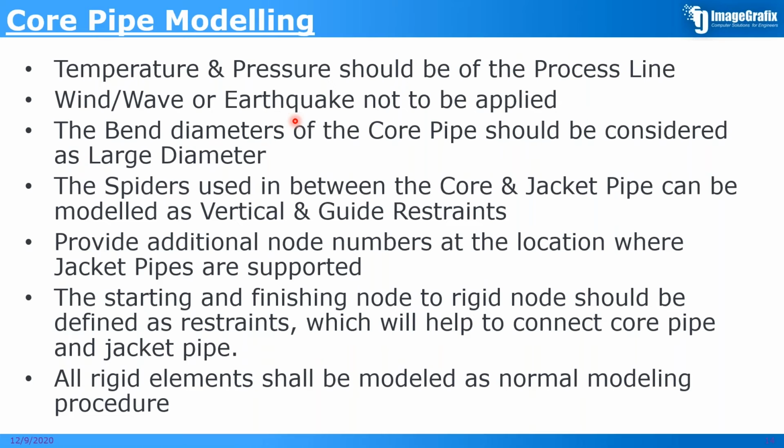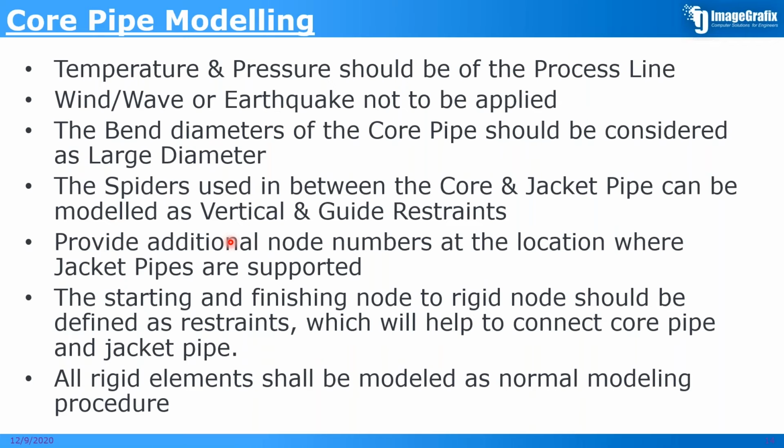And wherever spiders or spacers are coming between the core and jacket pipe, they can be modeled as vertical or guide restraints on my core in connection with my jacket piping points. Suppose at node number 40, I have a core spacer or spiders coming into the picture. On the core piping, I'll model it as restraints, which is nothing but a guide support. Since on the horizontal segment I cannot provide all guides, I'll model a vertical support and a guide support, and the connecting node for that spacer would be on my jacket pipe. That is what I'll provide in that model.